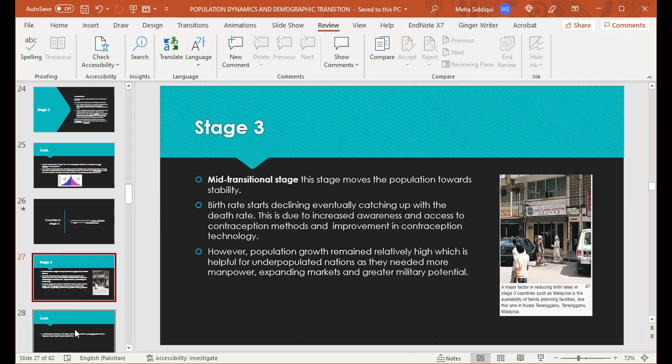Birth rate starts declining, eventually catching up with the death rate. This is due to increased awareness and access to contraception methods and improvement in contraception technology. However, population growth remains relatively high, which is helpful for underpopulated nations as they need more manpower, expanding markets, and greater military potential.